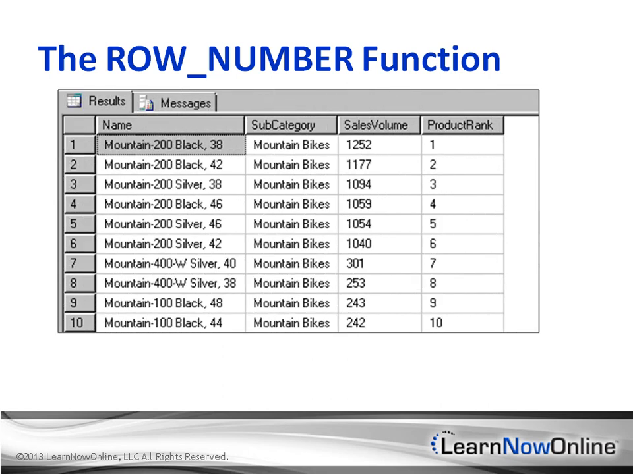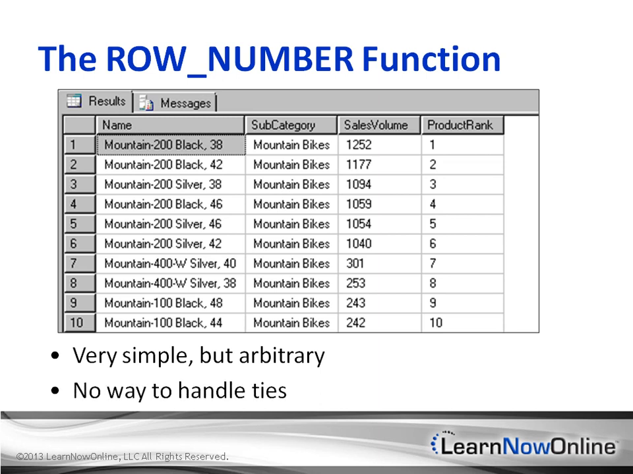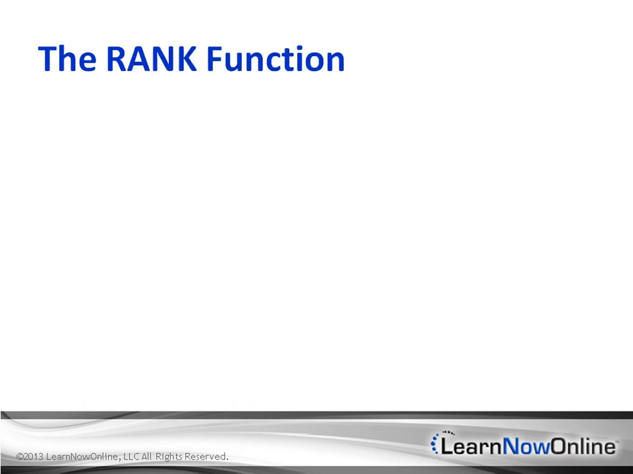So here's an example. We can see that we have mountain bikes listed here, and we have our rankings, 1 through 10, shown there based on our sales volume. And you see it's from highest to lowest. It's very simple, but it's also very arbitrary. There's no way to handle any ties. What if we had 2 products that have the same sales volume? We need to figure out how to handle that. And that's where the rank function comes into play.